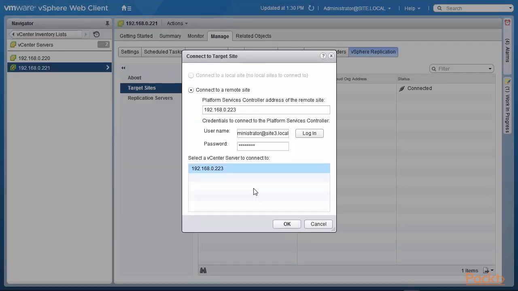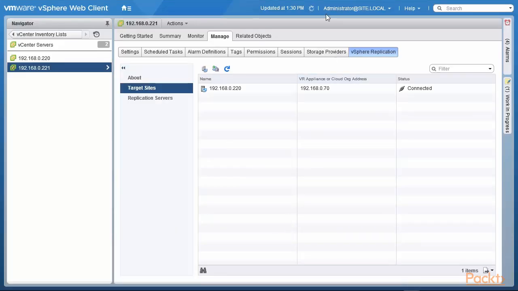After logging in, it tells us what vCenter server is available with that platform services controller. And this is the embedded platform services controller for this vCenter as we know, and we click OK. And it's going to go through its configurations. And it comes back after a minute or so, and now we have a second target that is available. So branch 2 is now connected also to branch 3. And of course, as you know, that's the address of the replication appliance there.